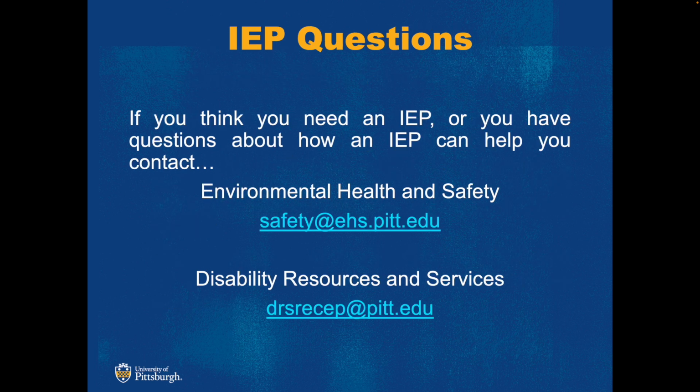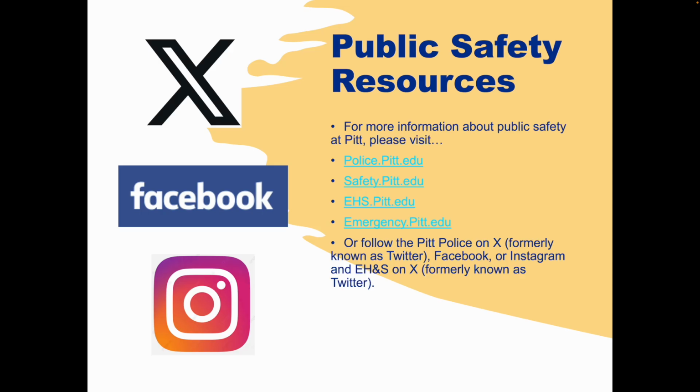If you think that you might need an IEP, or if you have questions about how an IEP can help you, please contact Environmental Health and Safety or the Disability Resources and Services Office. For more information about public safety and resources for preparing for emergencies, please visit the Public Safety and Emergency Management websites listed here. You can also follow the Pitt Police and Environmental Health and Safety on social media.